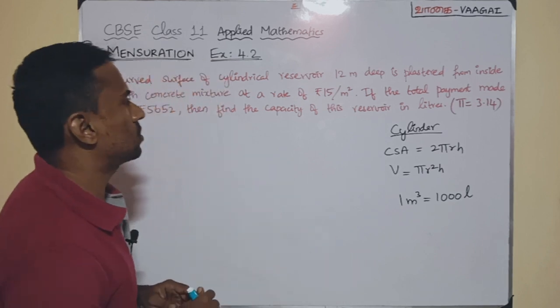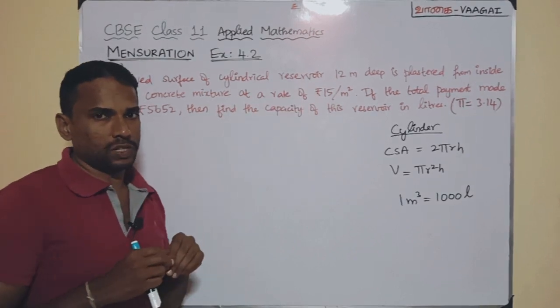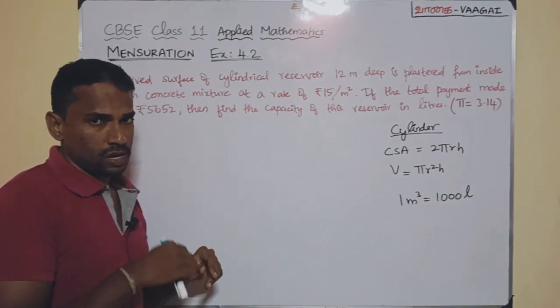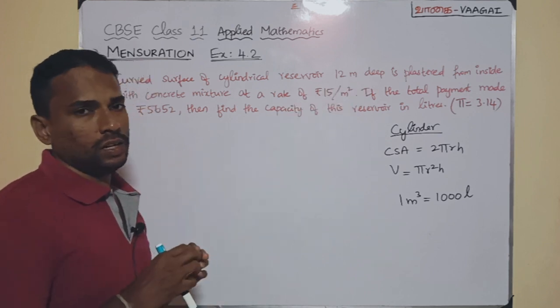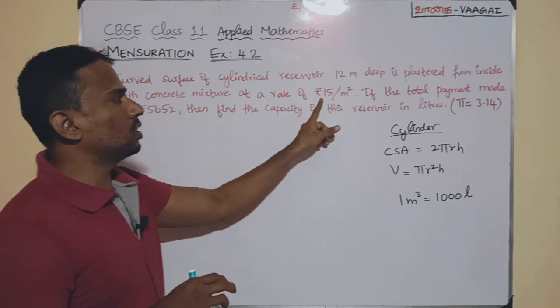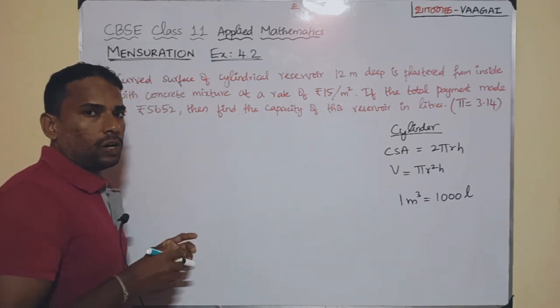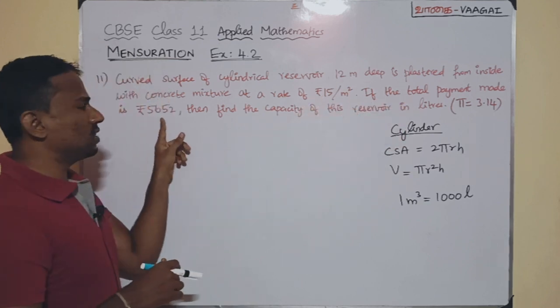Now coming back to this question, start from the first piece of information. They are going to take the curved surface area of the cylinder and plaster it. For plastering, the cost is rupees 15 per meter square. Which means what about the total cost? The total cost they gave is 5652.